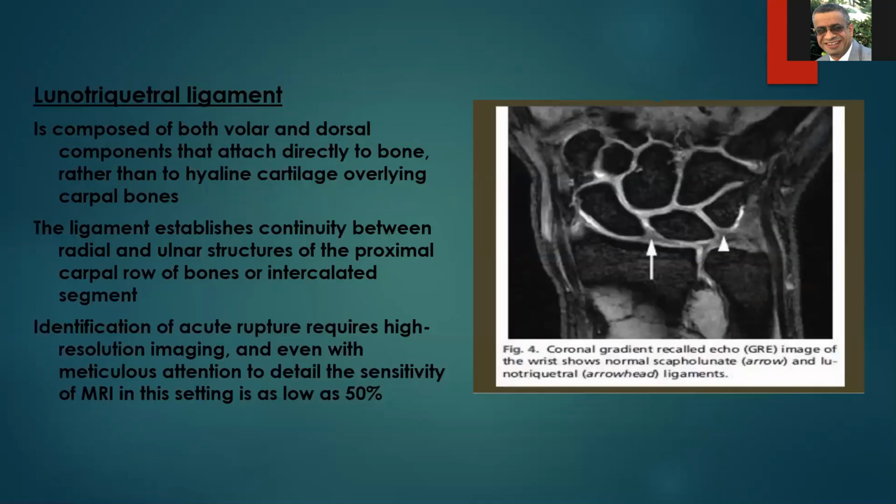Lunotriquetral ligament. It is composed of both volar and dorsal components that attach directly to the bone, rather than to the hyaline cartilage overlying carpal bones. The ligament establishes continuity between radial and ulnar structures of the proximal carpal row of bones, or intercalated segment. Identification of acute rupture requires high-resolution images, and even with meticulous attention to detail, the sensitivity of MRI in this setting is as low as 50%.